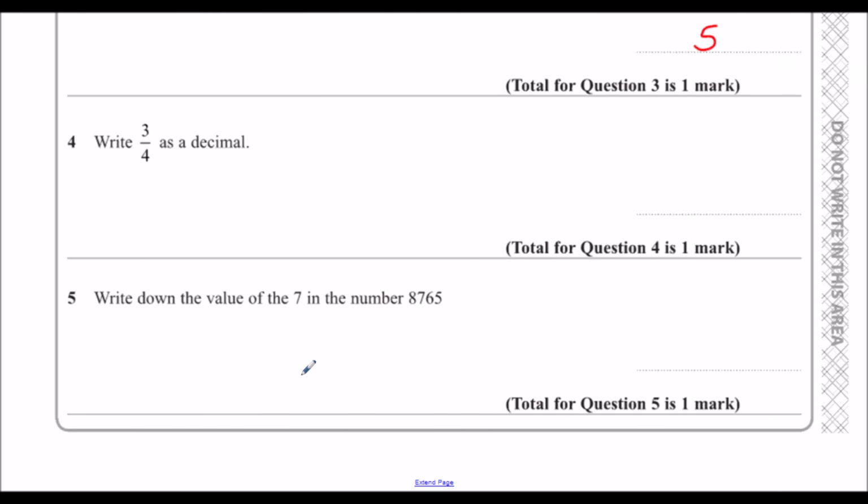Question 4. Write 3/4 as a decimal. That's 0.75. And question 5. Write down the value of the 7 in 8,765. It's in the hundreds column. It's 700.